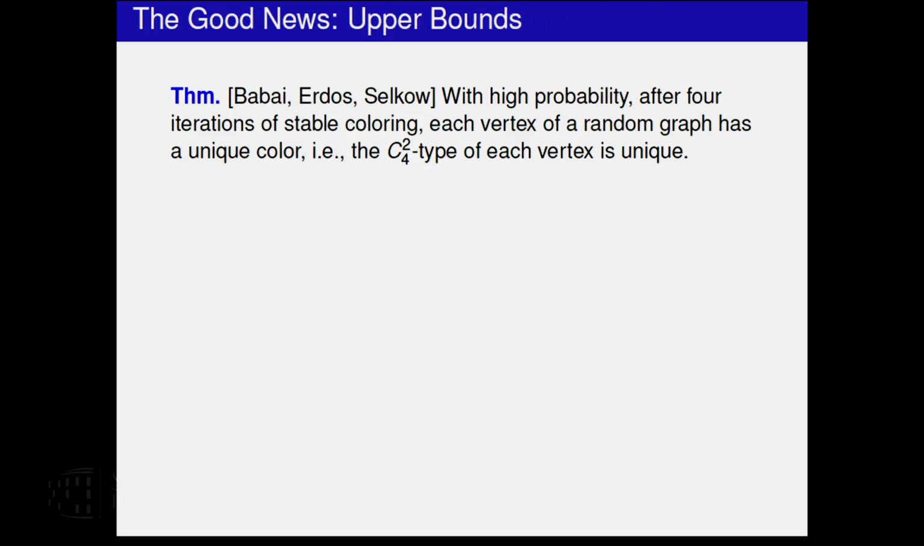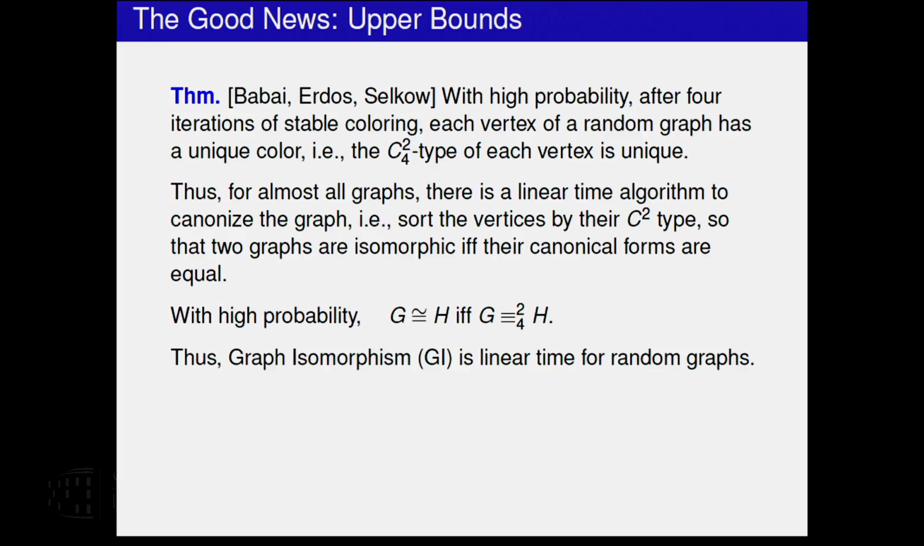Now, very interesting, Babai, Erdős, and Selkow showed a long time ago that with high probability, you take a random graph and you color it, just vertex color it, 4 steps. Every vertex has a unique name. Which means you've put that graph into a canonical form, because those names, by the way, are alphabetically ordered. So now you have an ordered graph, and each ordering has a specific meaning having to do with the graph. So what that means is that graph canonization for almost all graphs can be done in linear time. A very simple algorithm. So graph isomorphism is very easy for random graphs.